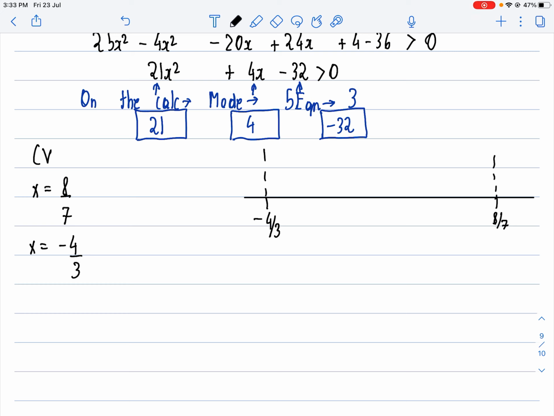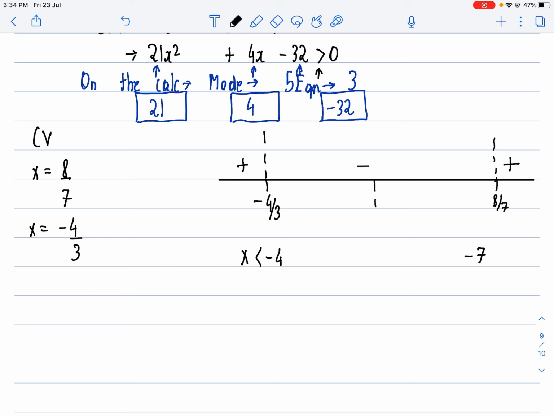That means I get a negative answer here. Now the sign after every critical value changes. Correct? So I basically get a positive value here and a positive value here. Now, what do you need? You need the quadratic to be more than 0. More than 0 basically means you need it to be positive. Where in the number line do you have positive? When you have your x less than minus 4 over 3, which is basically here, and when you have your x more than 8 over 7. Correct? This is what I have. So these are the answers.